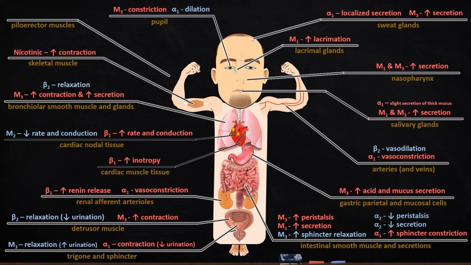Finally, we have the piloerector muscles, which are involved in hair raising, and that is controlled by the alpha-1 adrenergic receptors. So when we have the sympathetic nervous system being activated, we do have hair raising there.